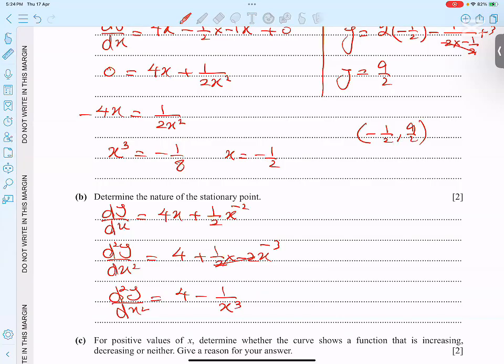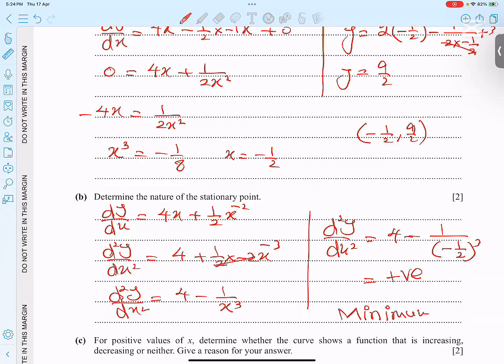I'm going to plug this x value in. When I plug it in, what happens, students? Let's see, the sign of the second derivative value matters. 4 minus 1 over negative 1 over 2 to the power 3. So it turns to be 8. The 8 goes there, negative, negative, positive, and finally it is coming positive. Positive means a point of minimum. So I hope so, there's a point of minimum or minimum point.